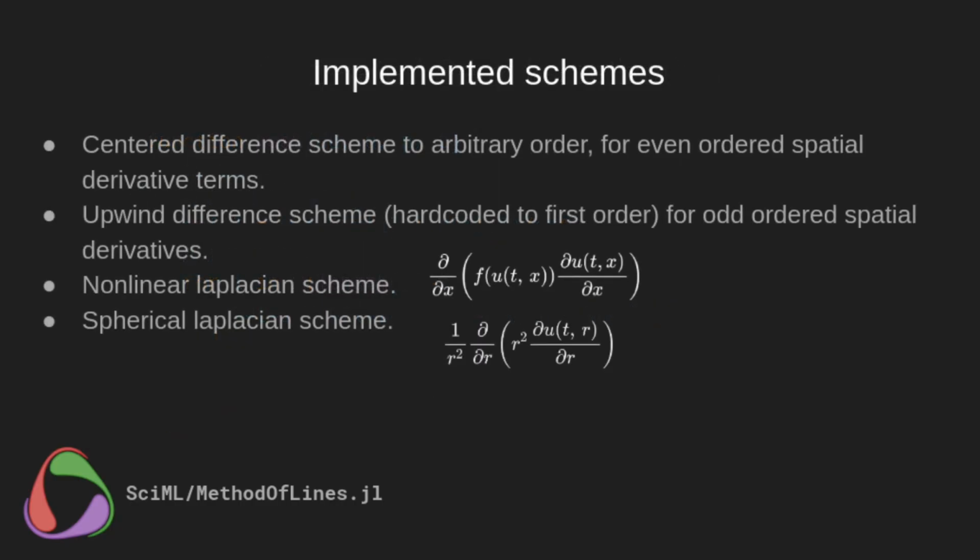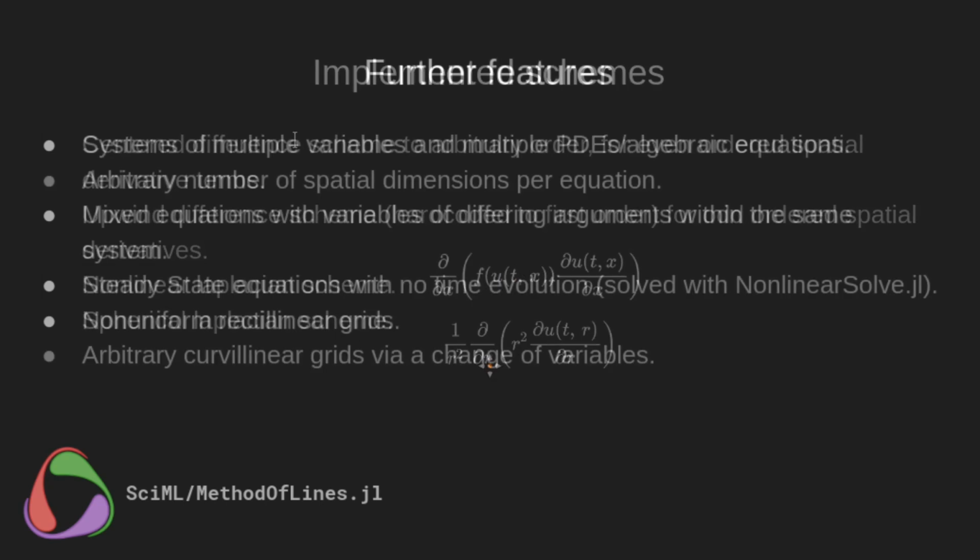Currently implemented finite difference schemes are shown here. We have the centered difference scheme, the upwind difference scheme, including automatic upwinding depending on the coefficient sign, the nonlinear Laplacian scheme, where this f of x can really be any symbolic expression, and the spherical Laplacian scheme, which is good for discretizing terms such as this one.